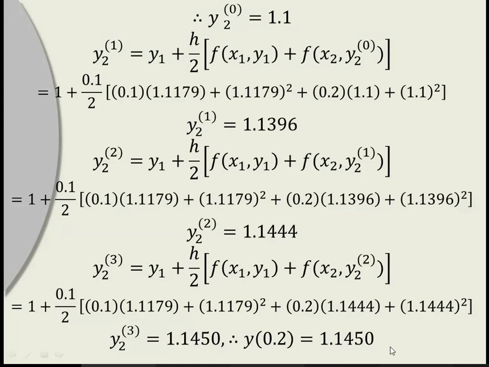So the value of y at 0.2 is 1.1450. Repeatedly using this iterative formula, we modify the answer which we get by using Euler's formula. Because of that, it is called the modified Euler's method. This gives us a more accurate value than Euler's method.